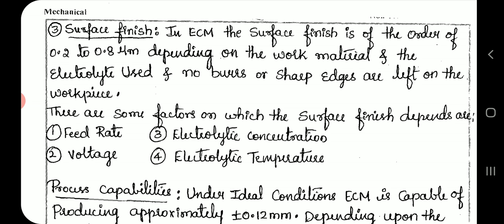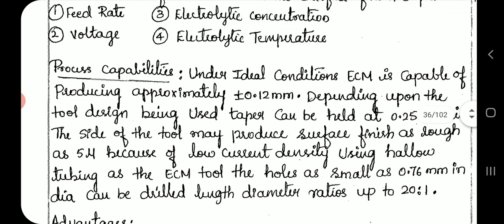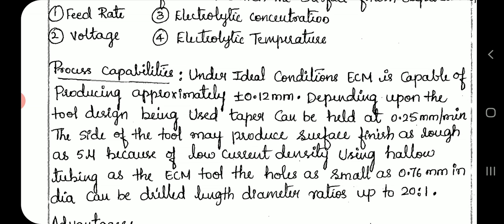Some factors on which the surface finish depends are feed rate, voltage, electrolyte concentration, electrolyte temperature. Process capabilities. Under ideal conditions, ECM is capable of producing approximately plus or minus 0.12 mm. Depending upon the tool design being used, taper can be held at 0.25 mm per minute.